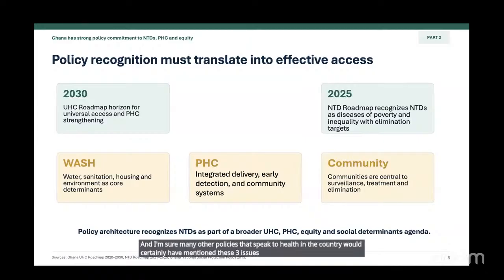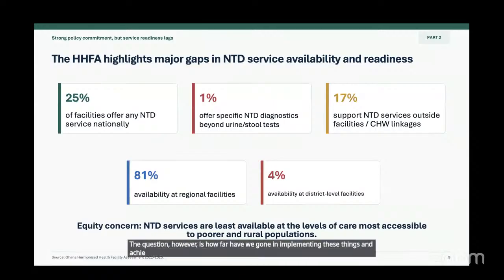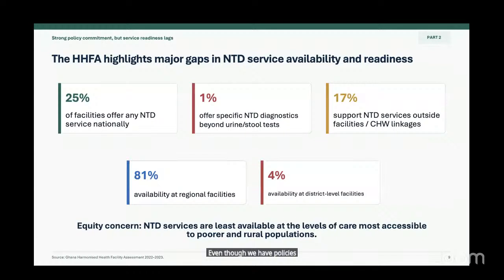The question, however, is how far have we gone in implementing these things and achieving the targets that we set for ourselves? So, for example, the recent harmonized health facility assessment that was conducted highlighted that there are actually very major gaps when it comes to NTD service availability and readiness, even though we have policies that hold these things up.